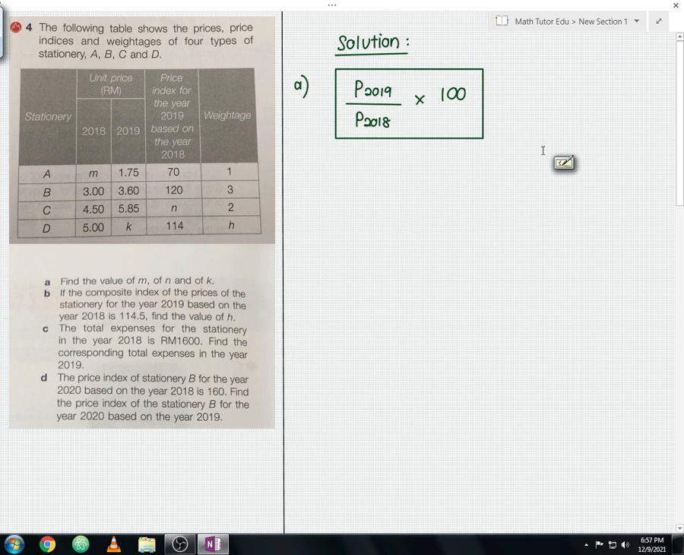So let us begin our discussion for M first. So to find M, price in the year 2019, in this case is 1.75, you divide with M, and you times with 100. You calculate this, you should get your price index is 70. Okay, so let me underline the fraction.